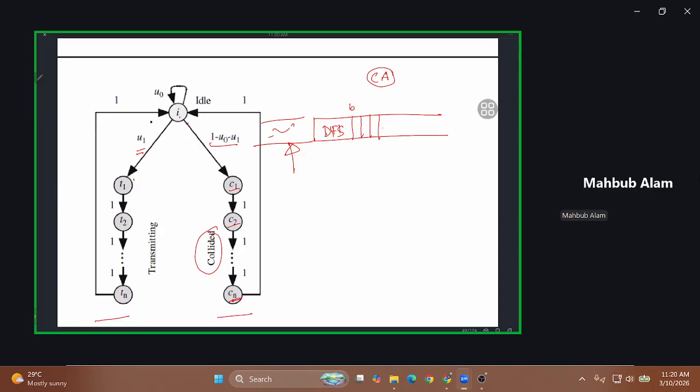If by this time another station starts the transmission, the backup counter value, actually B prime, is frozen here. Then after the completion of that transmission, it again waits for a DIFS period of time and then starts decreasing. And when the backup counter value reaches 0, the station starts the transmission. So all of these things are missing.